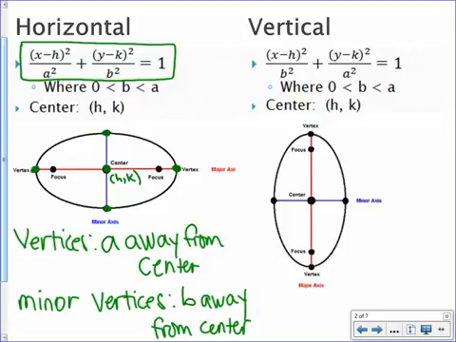Okay, everything's the same. We're just moving vertically. Okay, so our major axis is now vertical, but our vertices are still A away. Our foci are still C away, and our minor vertices are still B away.